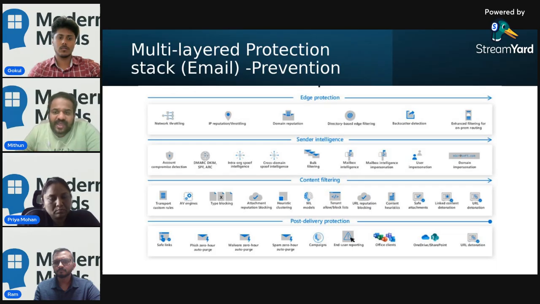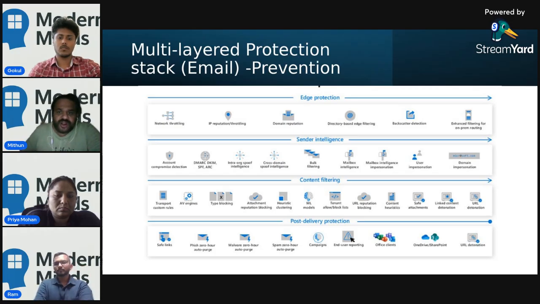And content heuristics is again content based rules. It will check the complete content, and based on that, we would be able to take a decision on whether it is good or bad. And safe attachment does attachment scanning and detonates the attachment. And URL detonation again sends the URL for detonation. That all comes as a part of MDO and as a part of content filtering.